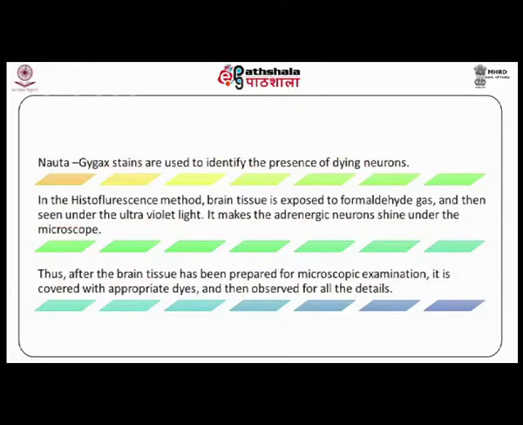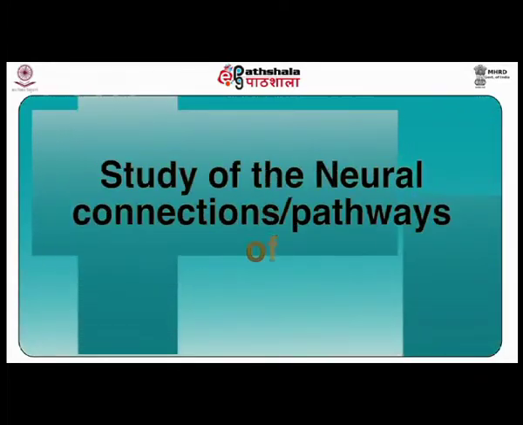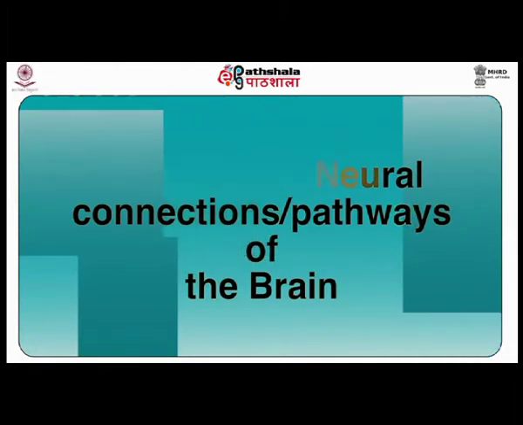Nauta-Gygax stains are used to identify the presence of dying neurons. In the histofluorescence method, brain tissue is exposed to formaldehyde gas and then seen under ultraviolet light. It makes the adrenergic neurons shine under the microscope. Thus, after the brain tissue has been prepared for microscopic examination, it is covered with appropriate dyes and then observed for all the details.